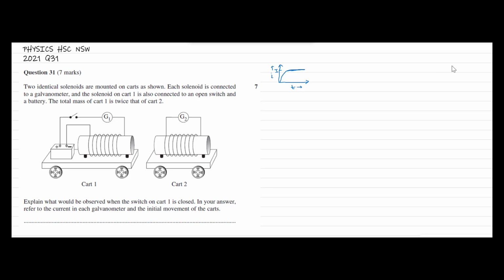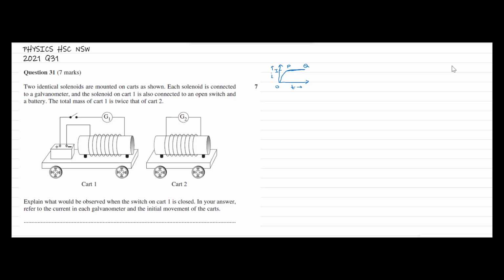So it takes some time, let's say from point O to P. This is from O to P. P represents the time at which the current becomes steady. And therefore, the response to this question has to be in two parts. Part 1 will be O to P, and part 2 will be P to Q.